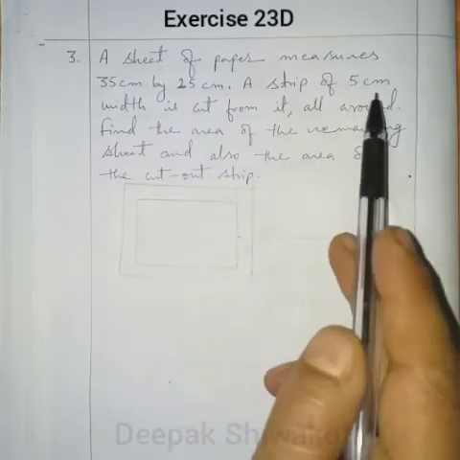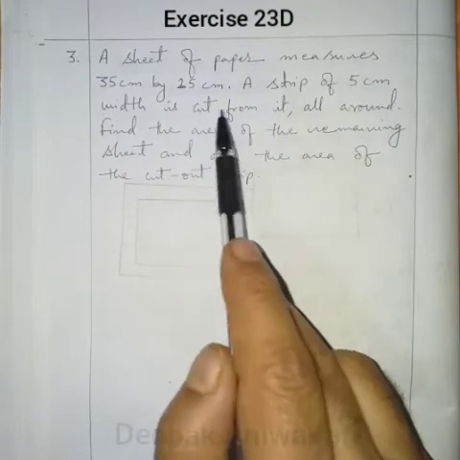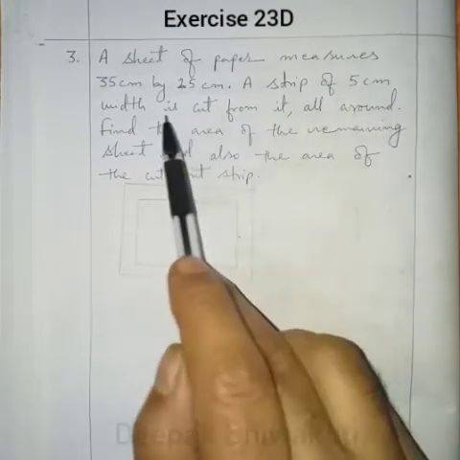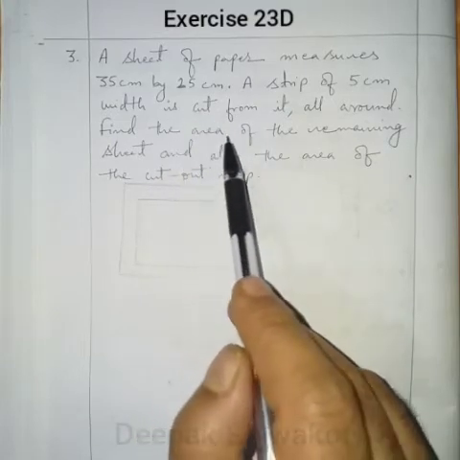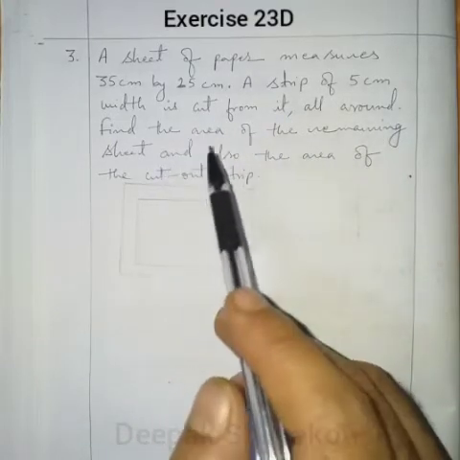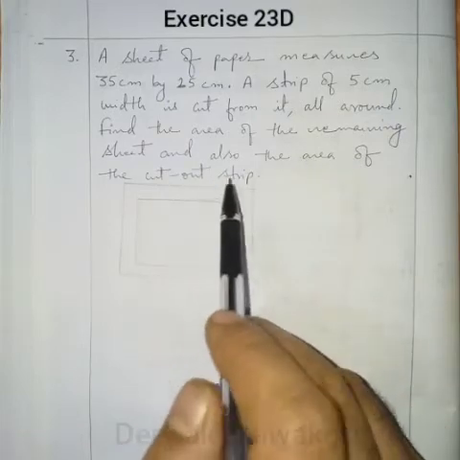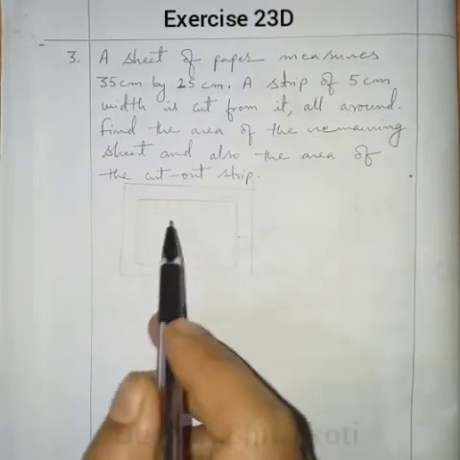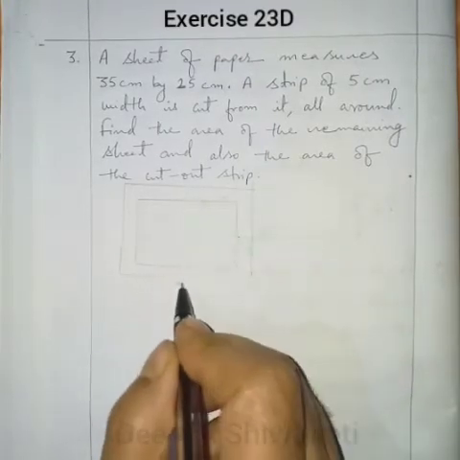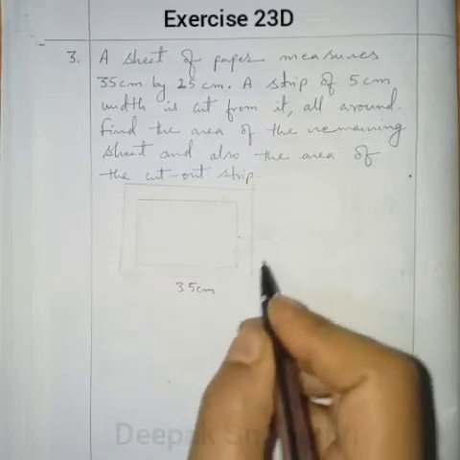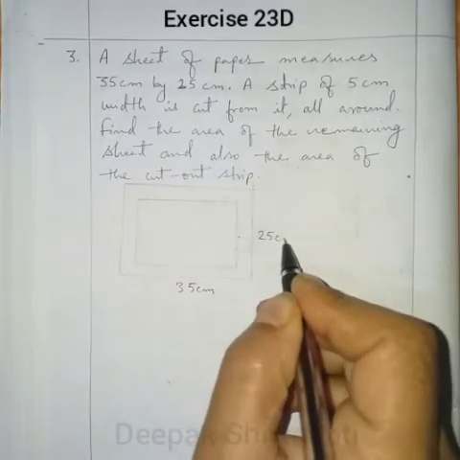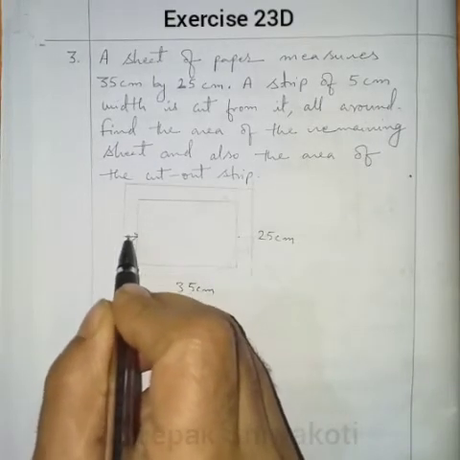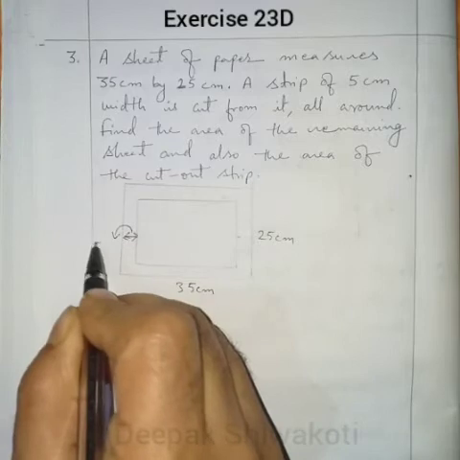A strip of 5 centimeter width is cut from it all around. Find the area of the remaining sheet and also the area of the cut out strip. So suppose this is the paper, and length is 35 centimeter and breadth is 25 centimeter. Now the strip of 5 centimeter is cut from all around.